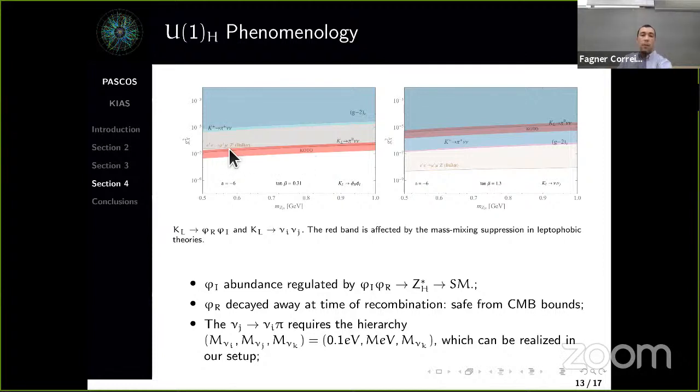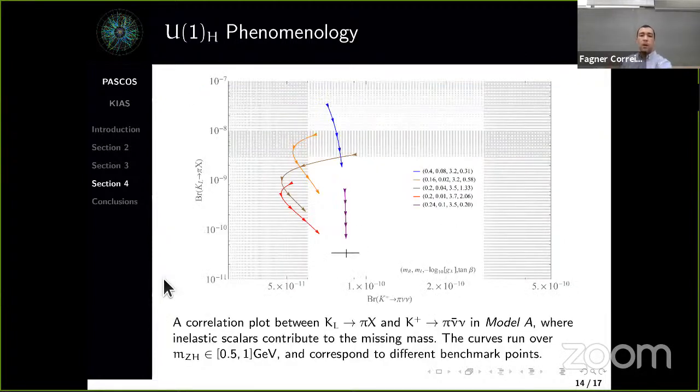And in the light case, again, we have one example here where the KOTO region is competitive with BaBar, which does not entirely overlap with our setup, but still, mainly in the scalar case and not in the fermionic case. Okay, now I will move directly to this correlation plot.